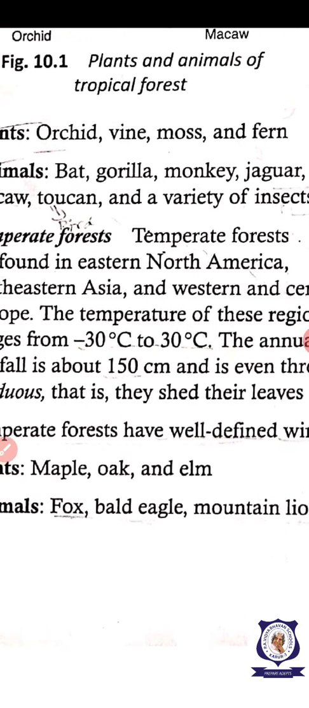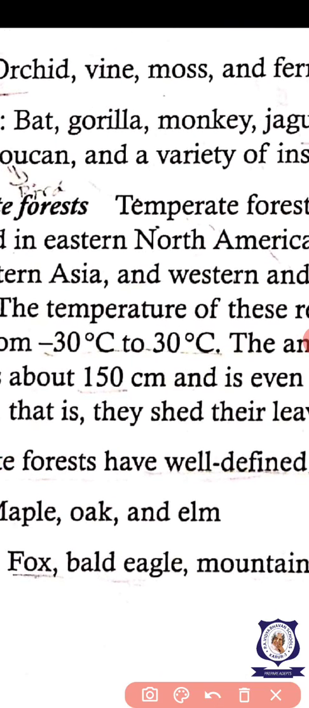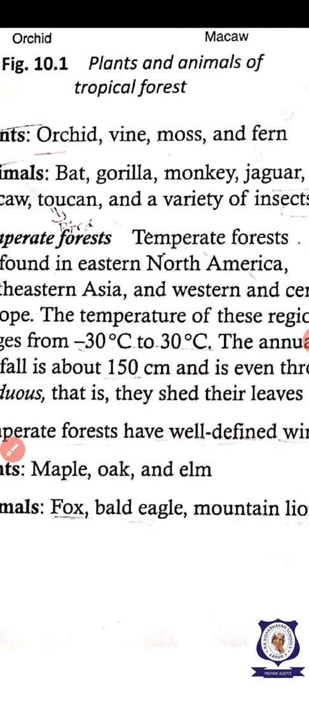Temperate forest temperature is minus 30 degrees to 30 degrees centigrade. Okay, and rainfall is 150 centimeter. அப்போ வந்து டெம்பரேட் ஃபாரஸ்ட் நிறைய ரெயின்ஃபால் கிடைக்குமா? ட்ராபிக்கல் ஃபாரஸ்ட்டில் நிறையா ரெயின்ஃபால் கிடைக்குதா? ட்ராபிக்கல் ஃபாரஸ்ட்டில் தான் நிறையா ரெயின்ஃபால்.